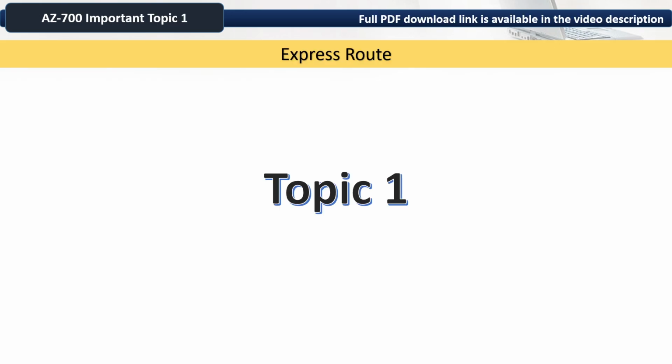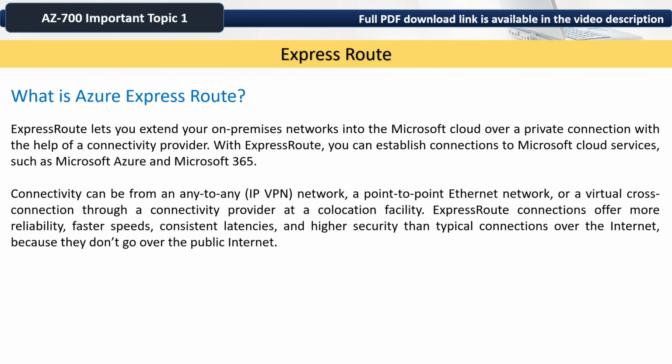To our first topic, Express Route. What is Azure Express Route? Express Route lets you extend your on-premises networks into the Microsoft cloud over a private connection with the help of a connectivity provider. With Express Route, you can establish connections to Microsoft cloud services such as Microsoft Azure and Microsoft 365.